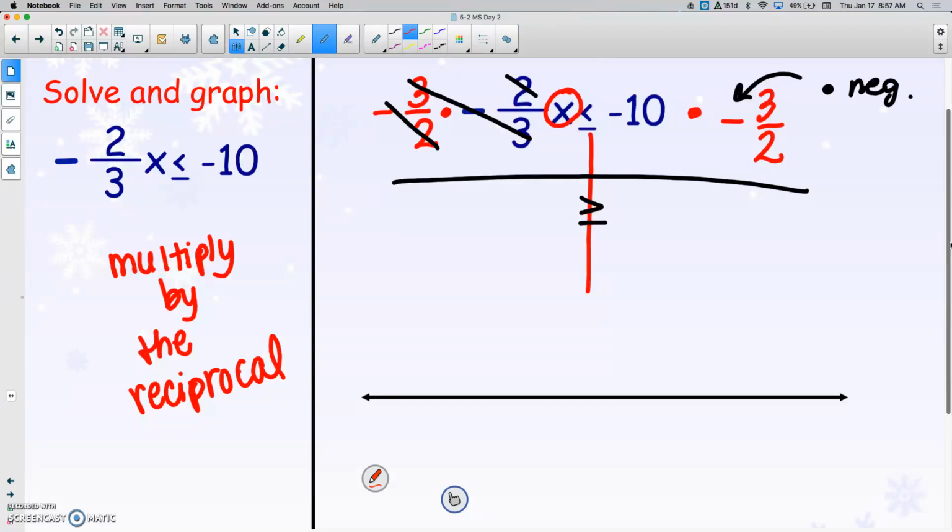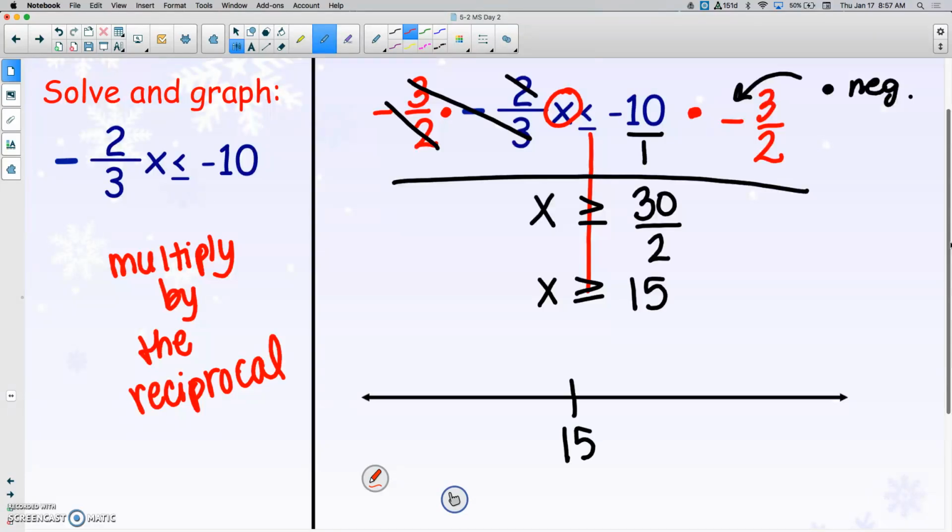So flip my symbol, and then I'm putting a 1 under the negative 10 because multiplying fractions, you multiply straight across. So negative 10 times negative 3 is positive 30, and 1 times 2 is 2. I can simplify this. 30 divided by 2 is 15. So x is greater than or equal to 15. So I have a closed circle on 15. Greater than or equal to goes to the right. So I would have 16 and then 17 like that.